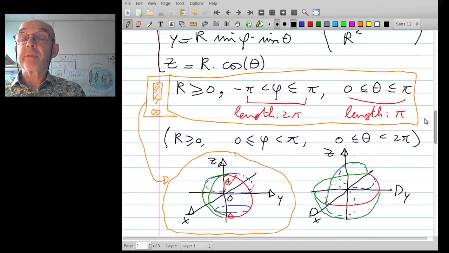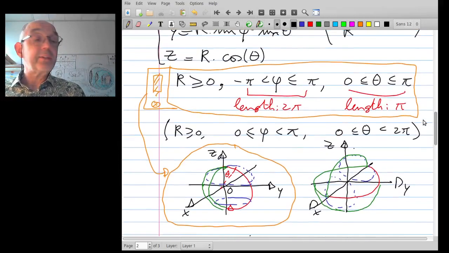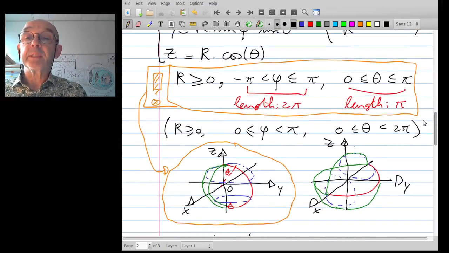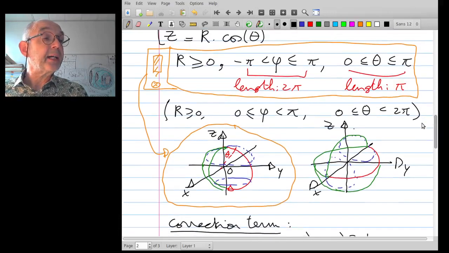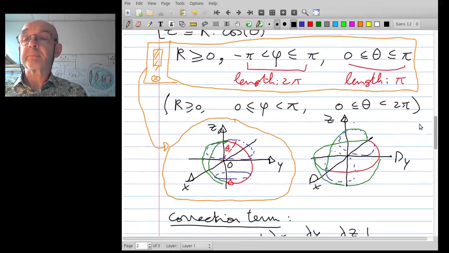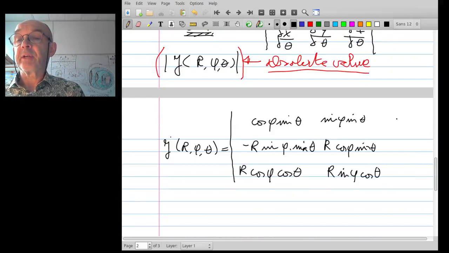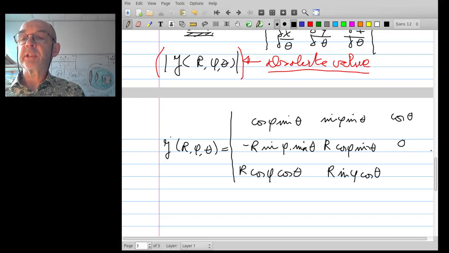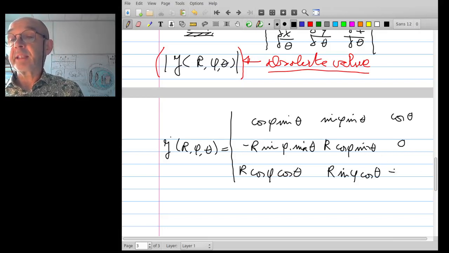What do we have? Oh yeah, and then if you differentiate it to the phi, that was to the r, you have the cosine of theta. Then you differentiate to the phi, you get 0, and then you differentiate to the theta, and you get minus r times the sine of theta.